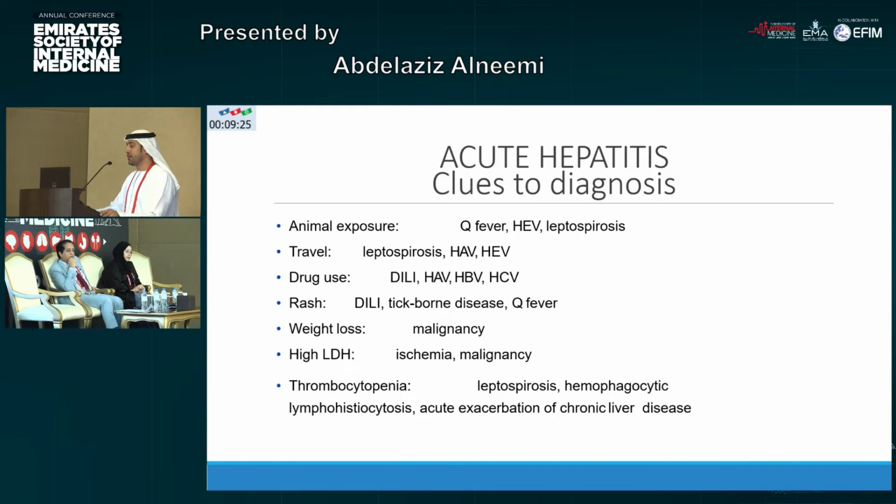Acute hepatitis, clues to diagnose them. If the patient gives you a history of animal exposure, travel, drug use, rash, weight loss, and high LDH, you can see in front of it what the clue is, what you are suspecting, and what the most likely diagnosis is going to be.